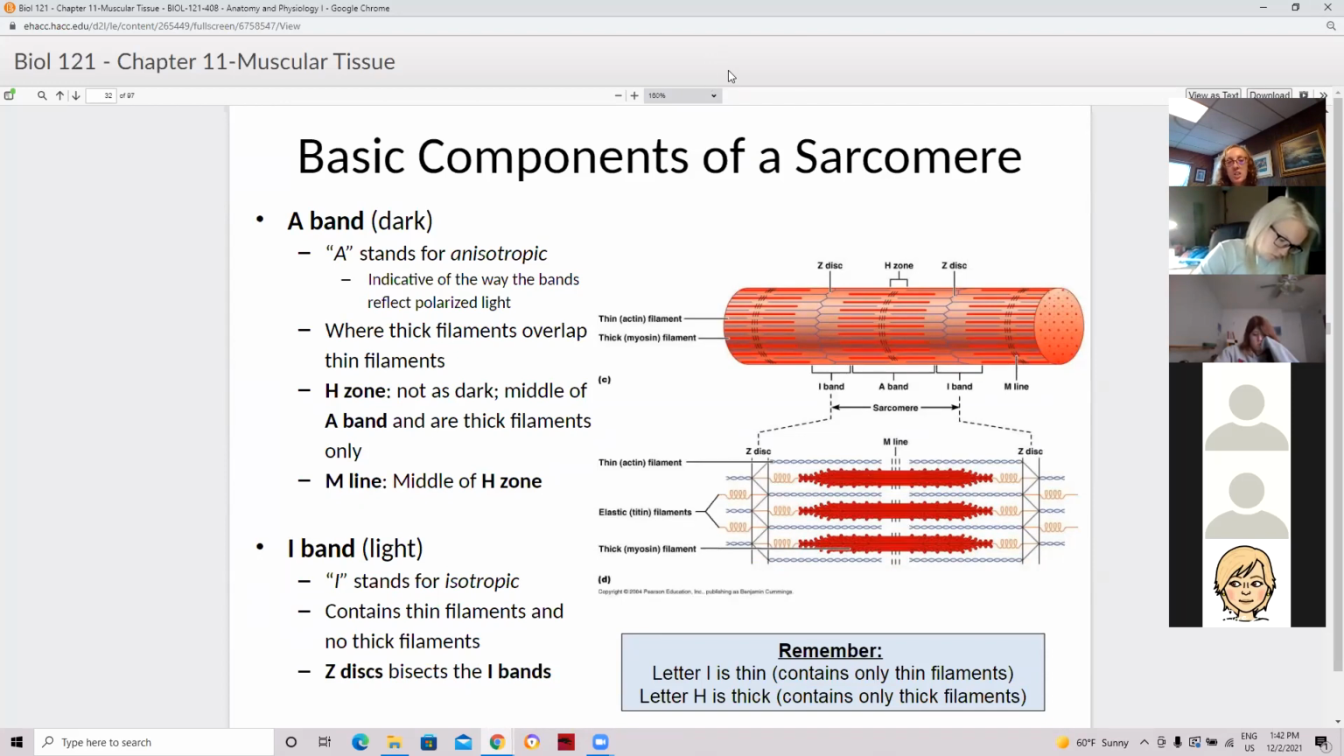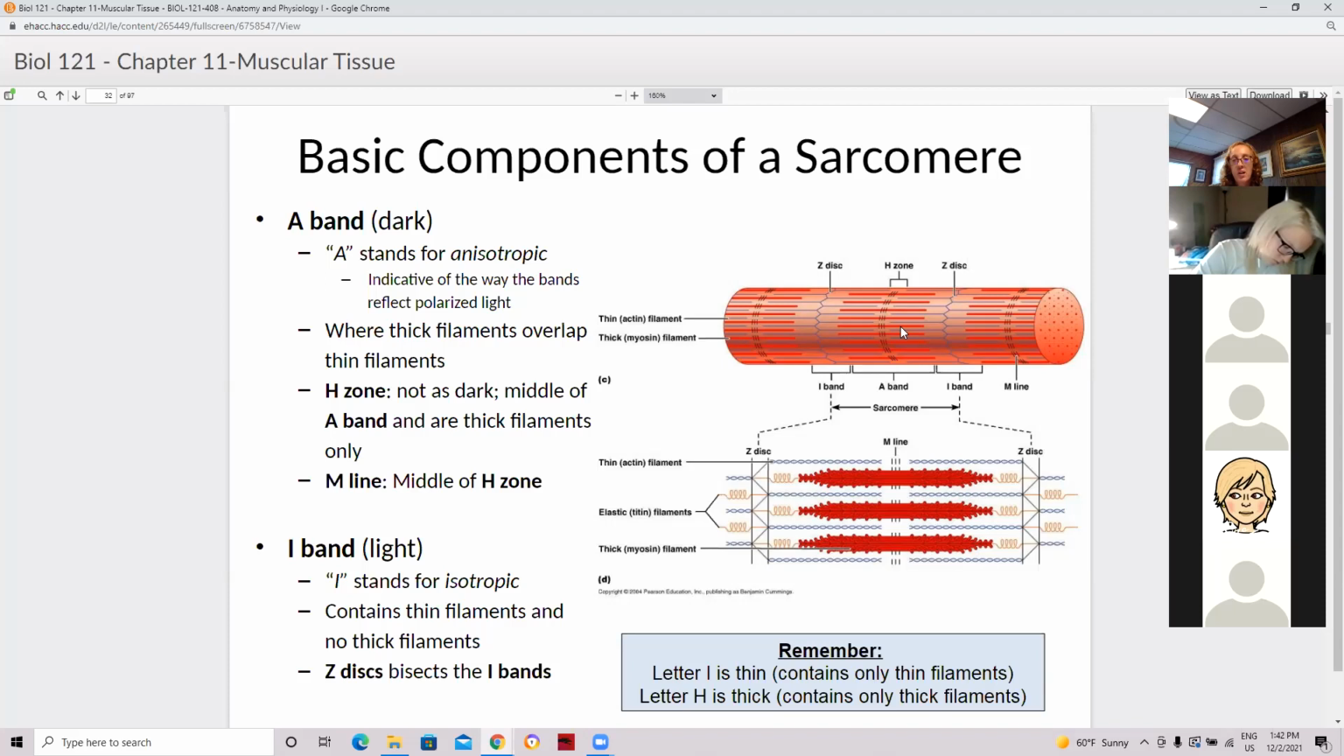The H zone is not as dark and it's in the middle of the A band. That's where the thick filaments are by themselves without any thin filaments. The M line is the middle of the H zone.